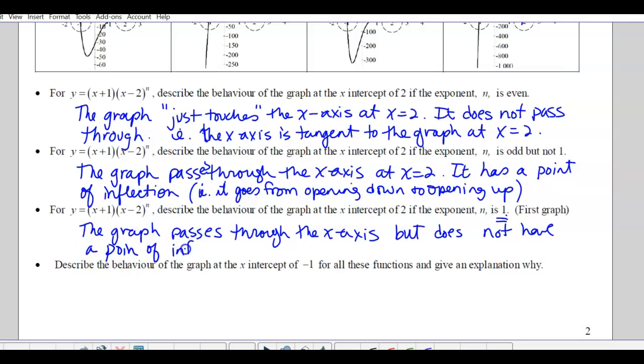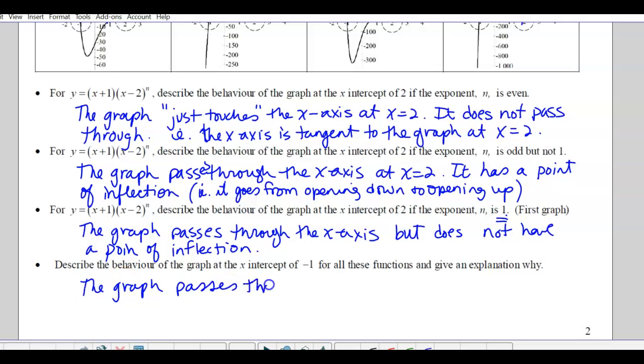Okay, and then describe the behavior of the graph at the x-intercept of -1 for all of these functions and give an explanation why. Well, same thing. It's just like when the exponent is 1, right? So the graph passes through the x-axis at x equals -1.